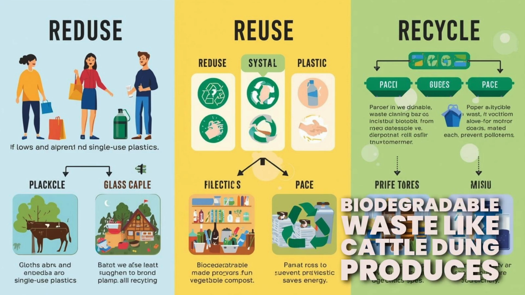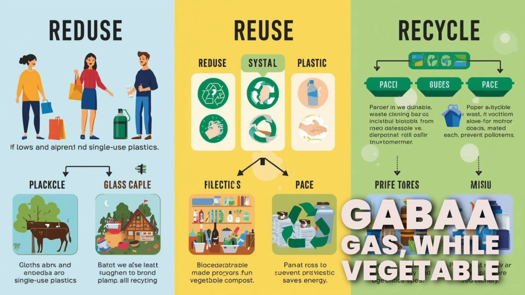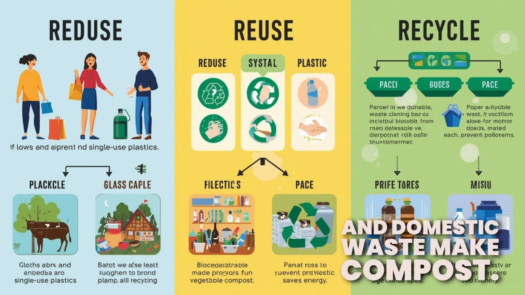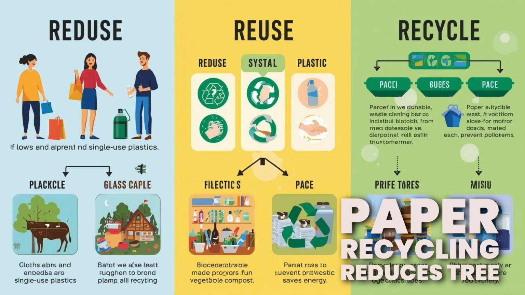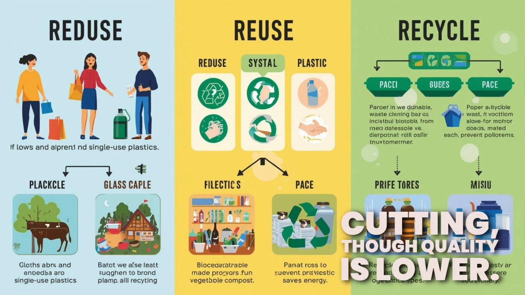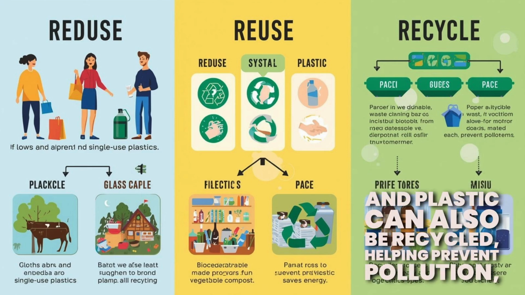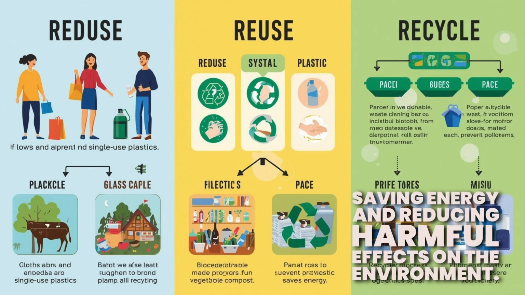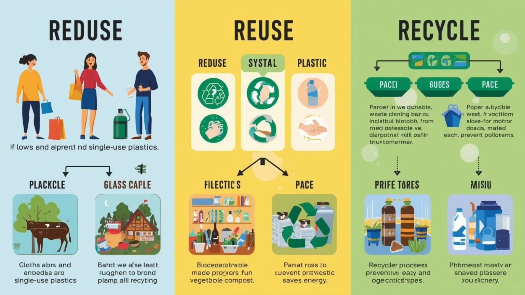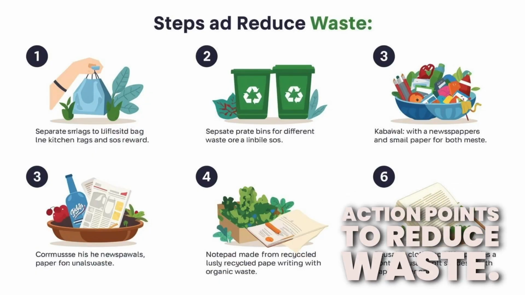Biodegradable waste like cattle dung produces gobar gas, while vegetable and domestic waste make compost. Paper recycling reduces tree cutting, though quality is lower. Non-biodegradable waste like glass and plastic can also be recycled, helping prevent pollution, saving energy, and reducing harmful effects on the environment. Action points to reduce waste.